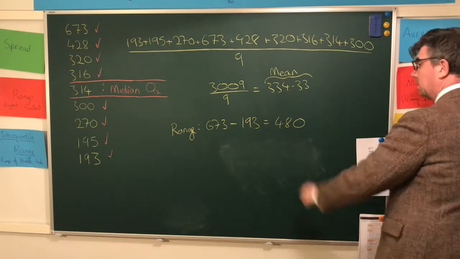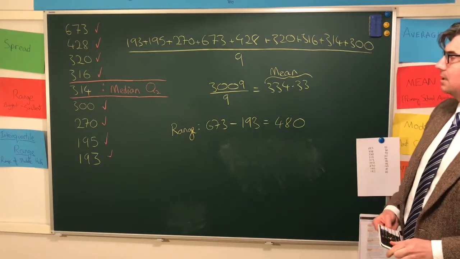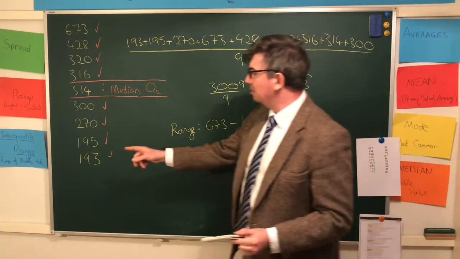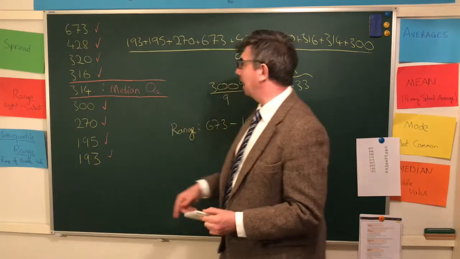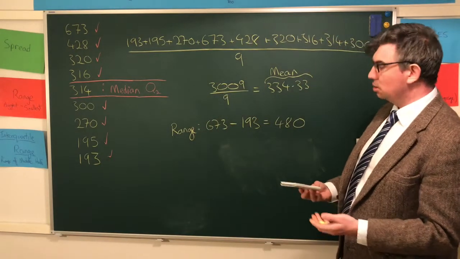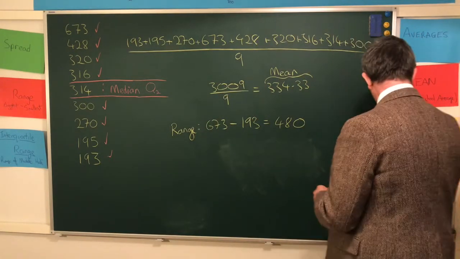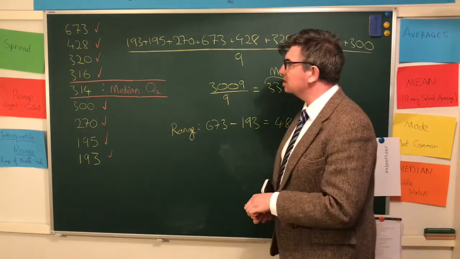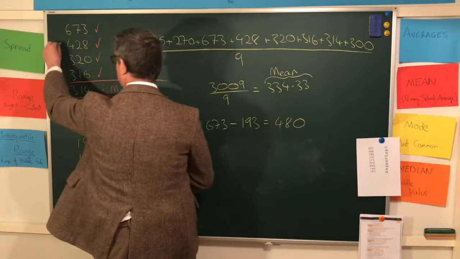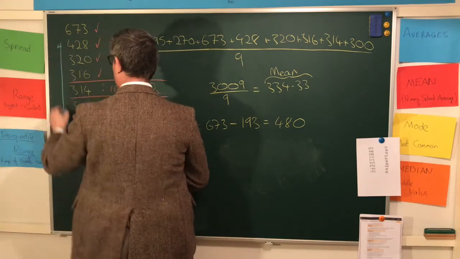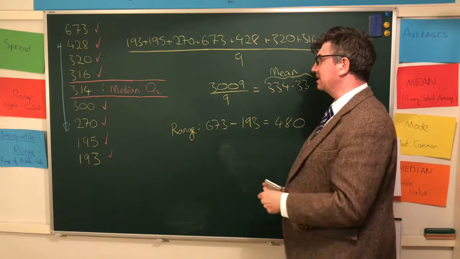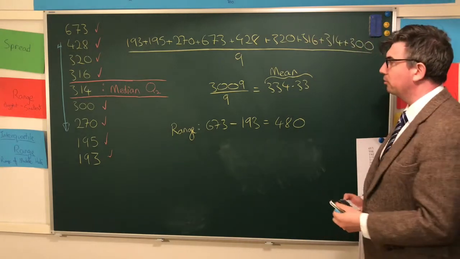So that's range. Now let's take a look at the last one, which was the interquartile range. And we described interquartile range as being the range of the middle half. So I need to know where exactly is the middle half. So it looks like it's somewhere around here. Yeah, that's the middle half. But where exactly does it start? Where exactly does it end? So that's what we're going to look for now.